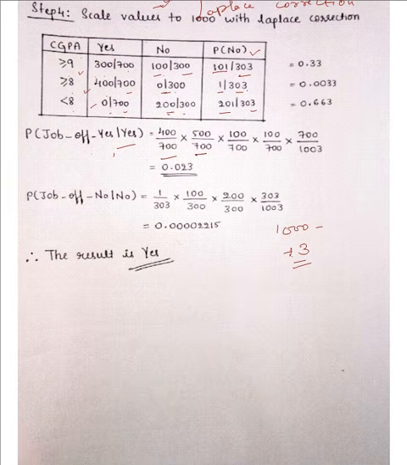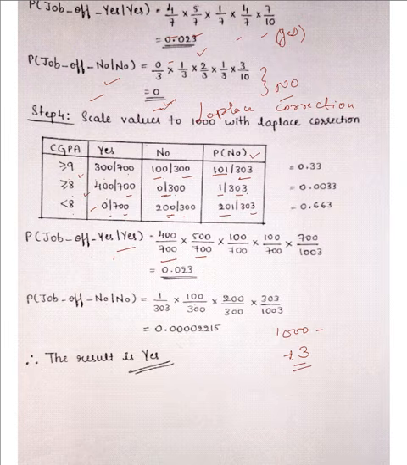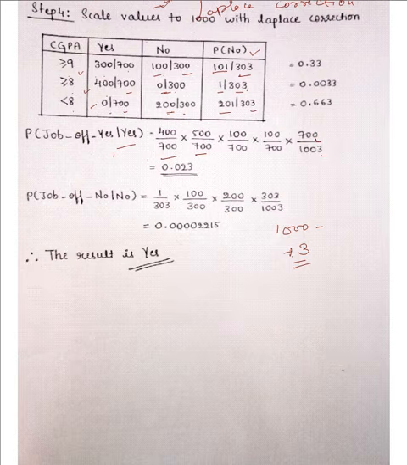And similarly, for all the attributes given here, just see, you have 1 by 7, make it as 100 by 700. Similarly, for all you have 700 by this one, 7 by 10 means 700 by 1003, our total instances. So find job offer yes, you will get 0.023. Now job offer no. For job offer no also, now we have changed the total number of instances. So that is 1 by 303.